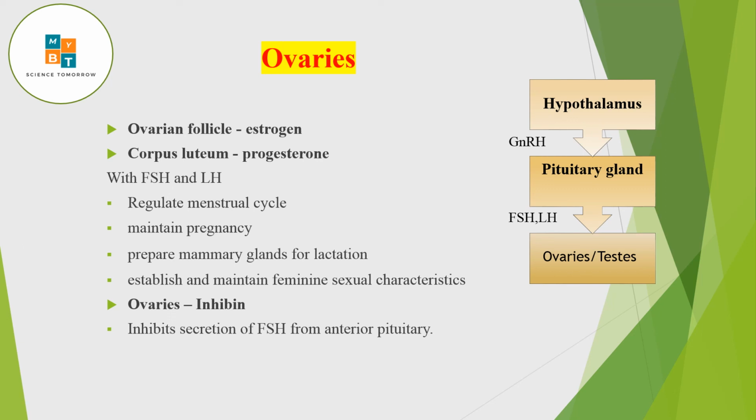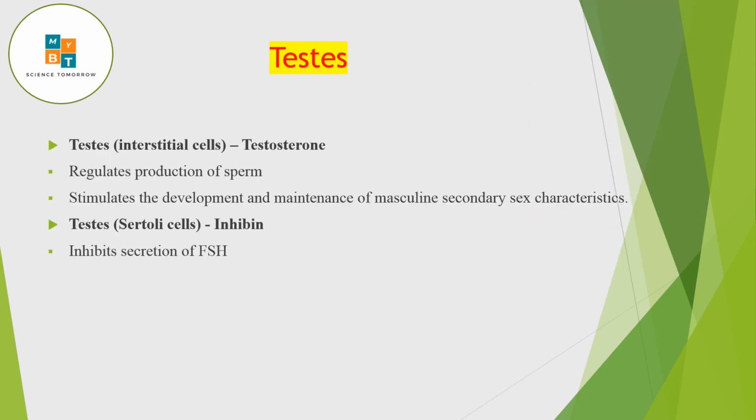In addition to that, the ovaries secrete inhibin hormone. This inhibin hormone will inhibit secretion of FSH from the anterior pituitary. If we consider the male gonad, that is the testis, interstitial cells will secrete testosterone. Testosterone will regulate the production of sperm, and also stimulate the development and maintenance of masculine secondary sex characteristics. And also the testis, through the Sertoli cells, will secrete inhibin. This inhibits the secretion of FSH from the anterior pituitary.